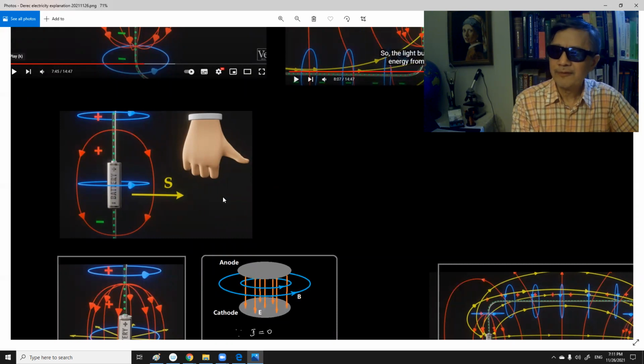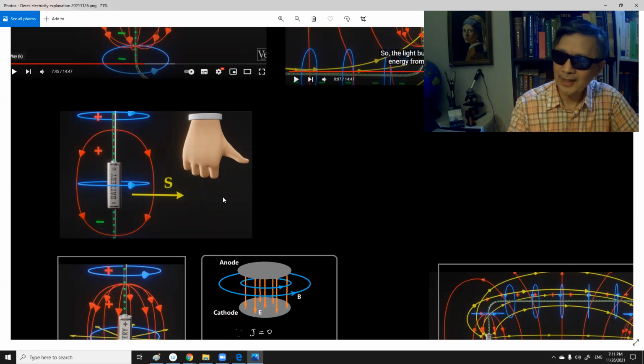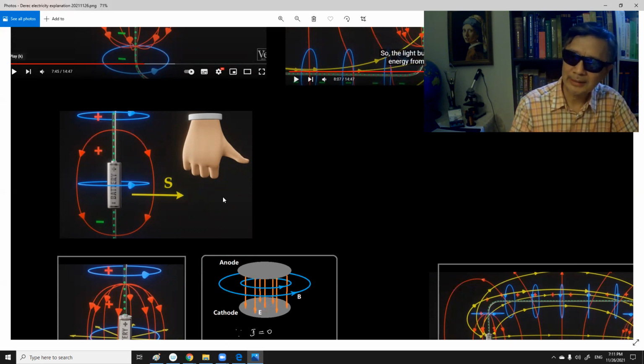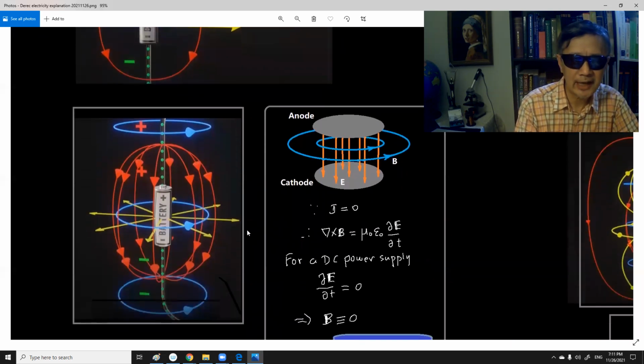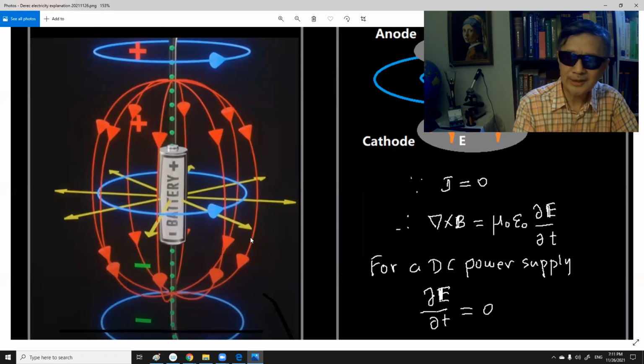Why did they choose the Poynting vector to back their claim? Because in the context of studying electromagnetic waves, the Poynting vector provides not only the direction of the electromagnetic wave, but also exactly the energy flux of the electromagnetic wave toward that direction, okay? But my first remark is that this diagram around the battery is incorrect.